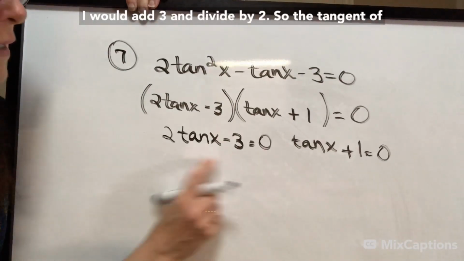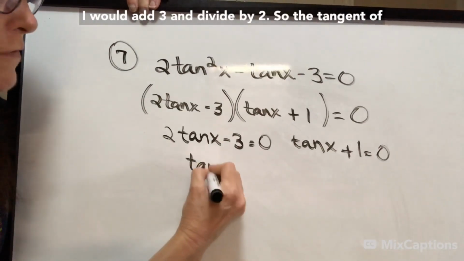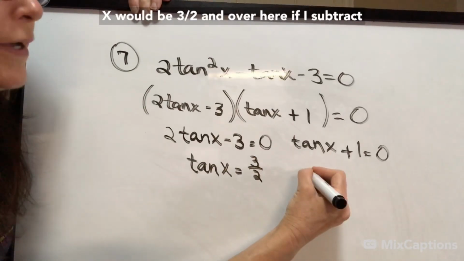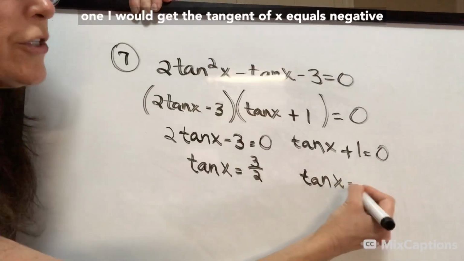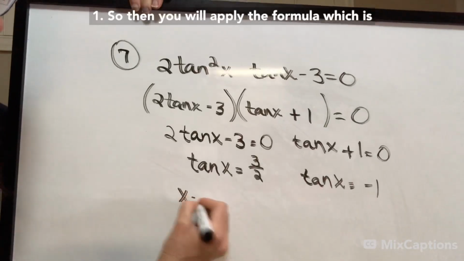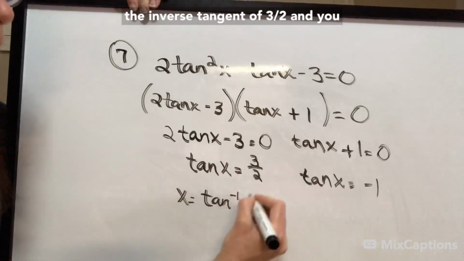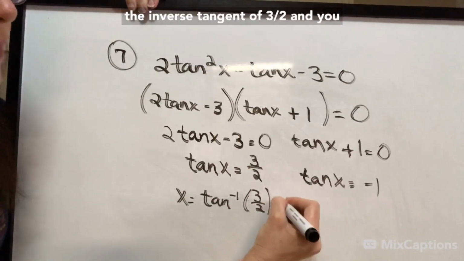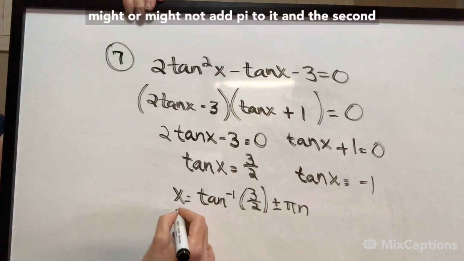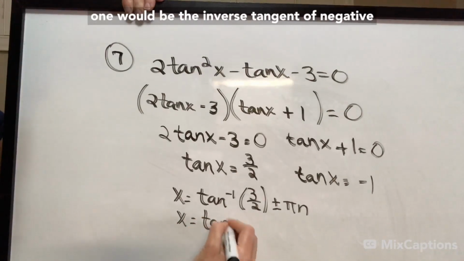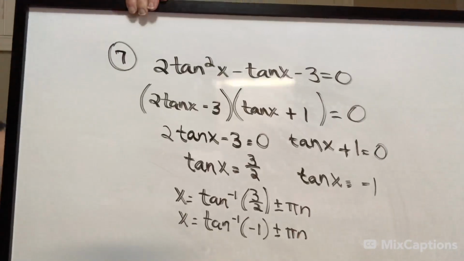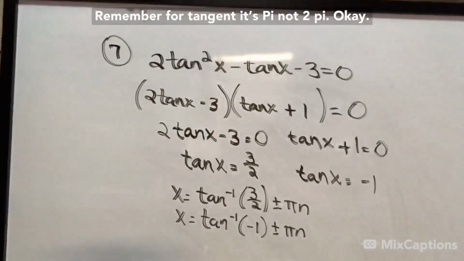Here I would add 3 and divide by 2. So the tangent of x would be 3/2. And over here, if I subtract 1, I would get the tangent of x equals -1. So then you will apply the formula, which is the inverse tangent of 3/2, and you might or might not add pi to it. And the second one would be the inverse tangent of -1, and you may or may not have to add pi. Remember, for tangent, it's pi, not 2 pi.